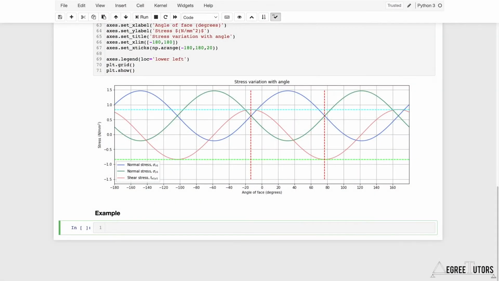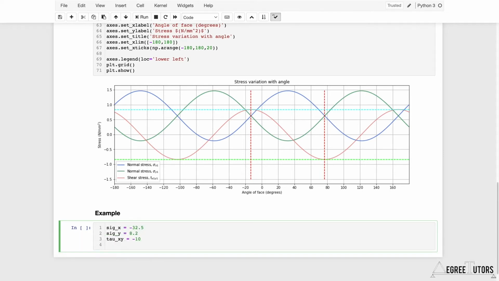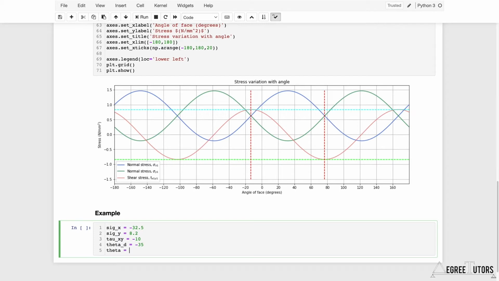All right, so here we are over in the notebook that we finished up in previously. So I've just got a new code cell down here, and we're going to get our example code in here. So the first thing I want to do is define sigma x, sigma y, and tau xy. And we said theta, our initial angle, theta subscript d for degrees, was negative 35. And then if I want to calculate that in radians, I'm going to multiply by pi over 180.